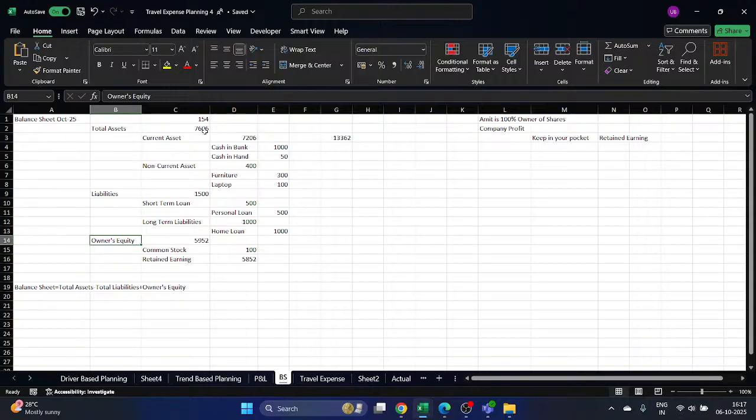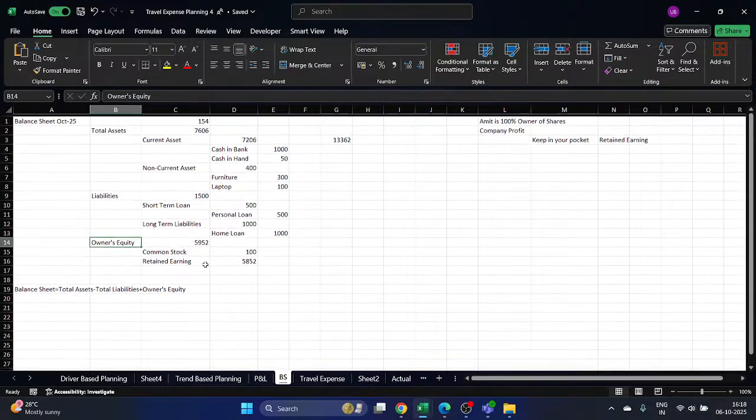So here is how it comes into the picture: when the total liability is subtracted from the total assets, the actual amount that comes into effect would be our equity. So the 5952 is our equity or capital, I could say. Common stock 100 and retained earnings 5852.